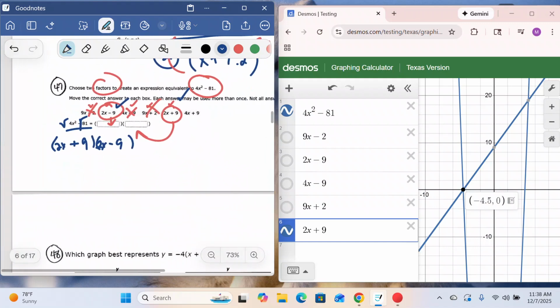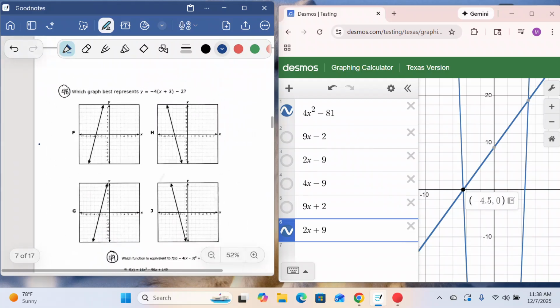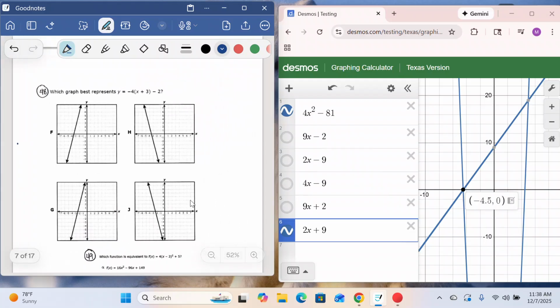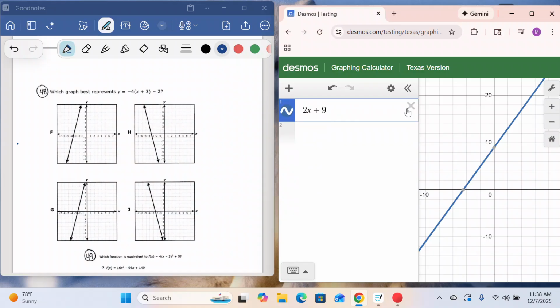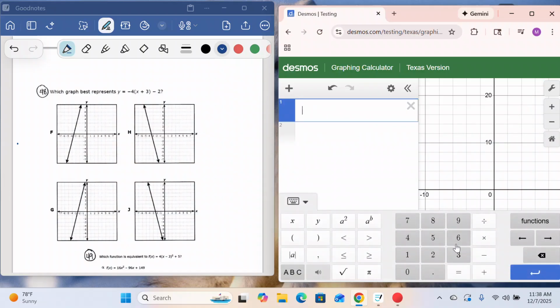If I look at number 48, this is just a matching one, and all I would do is input this into Desmos and let Desmos do the work for us. So I'm going to go ahead and input this into Desmos. So then I'm going to input negative 4. And do I have to put in y? No, I don't have to put in y. I'm just going to copy it the way it is. Positive 3, close parentheses, and then I'm going to do minus 2.